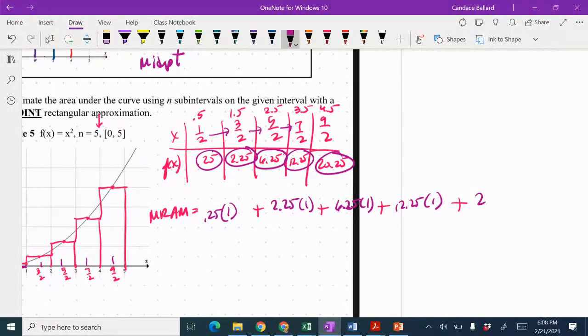And notice in this one we used all the heights, unlike with LRAM and RRAM where we typically leave one of the heights off. All right. So when I multiply that out and I add that up, I get 41.25.